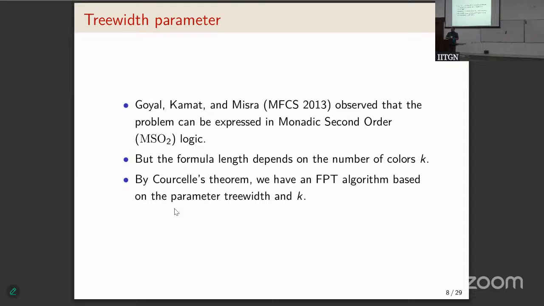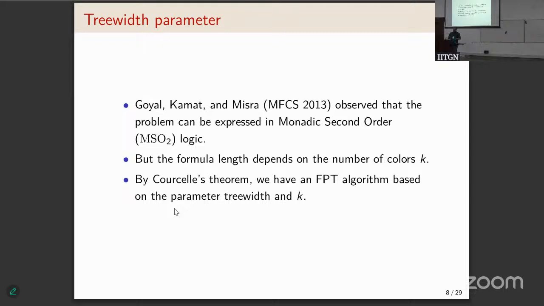So given this, by Courcelle's theorem, we can say that there exists an FPT algorithm parameterized by treewidth as the parameter, and then the optimal number of colors. Since the paper has observed that the treewidth is bounded by K, the paper gives an FPT algorithm by K. But for some graphs, this algorithm becomes exponential in n, because for some graphs, consider a path graph, K is one, so it becomes exponential in n.